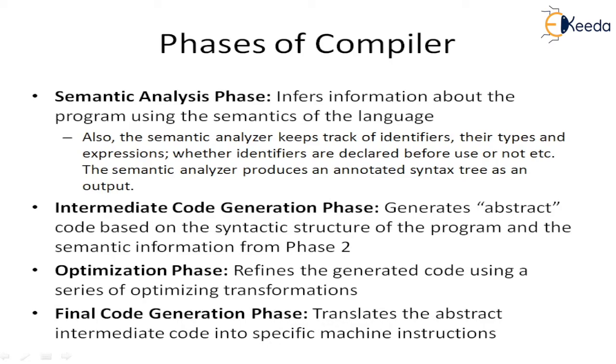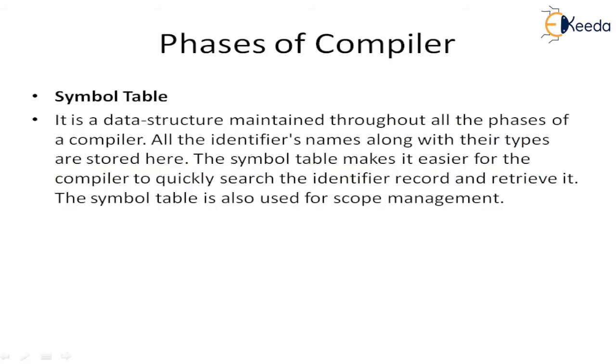The fourth phase of a compiler is the intermediate code generation phase. Under this phase, it generates the abstract code based on the syntactic structure of the program and the semantic information from the previous phase. The next one is the optimization phase. As the name suggests, it optimizes the code to minimize space or for efficient use of space. The last stage is the final code generation. It translates the abstract intermediate code into specific machine instructions.